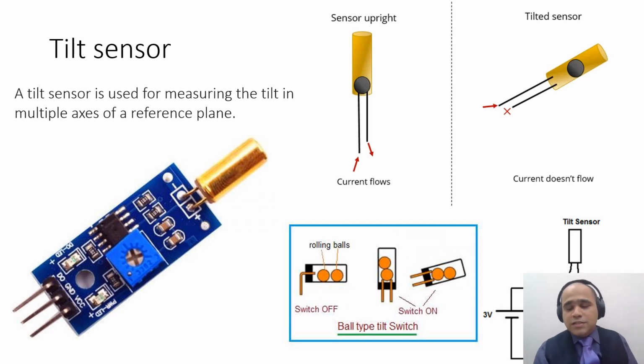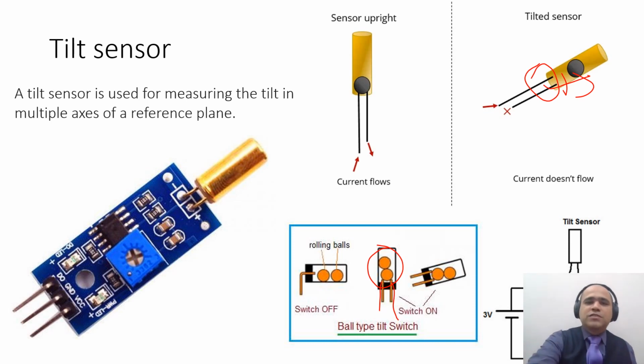So a tilt sensor is a very smartly designed sensor. It just has two connecting leads at the base and a ball bearing on the top. So whenever you tilt the sensor, the ball bearing moves away and there is no contact between the two leads. And whenever you make it straight, the ball bearing again comes and touches, and there is conduction between the two leads.